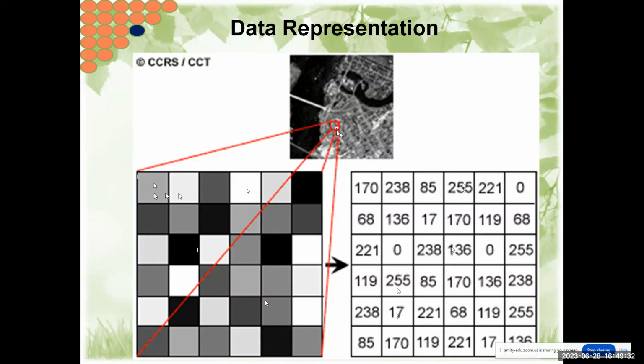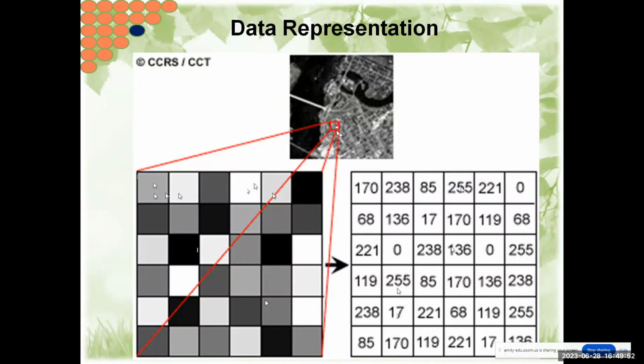See here, 255 means that is the white color. It means they have absorbed all the radiations towards the sensors. At that time our digital number will be 255, right? So these are some pictures that are taken by the satellite.